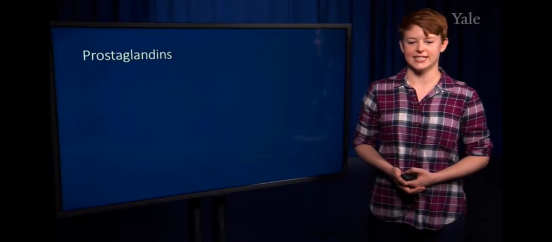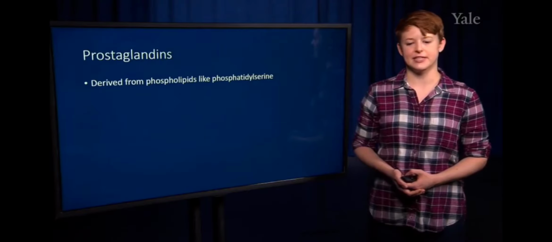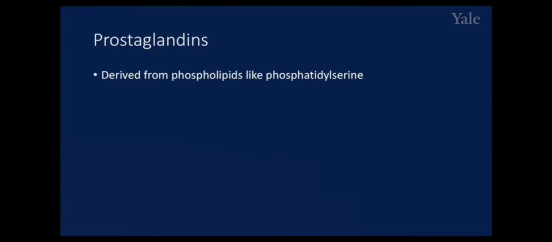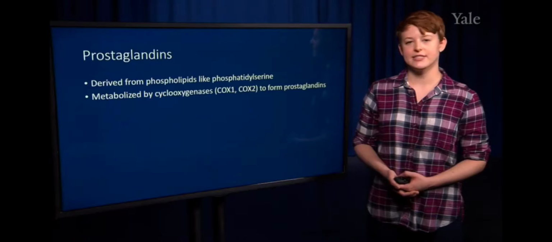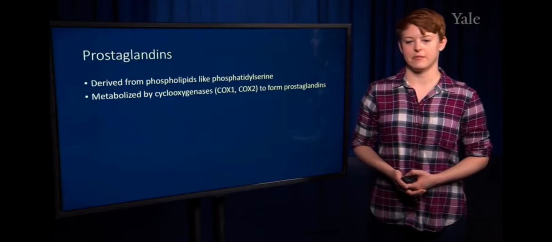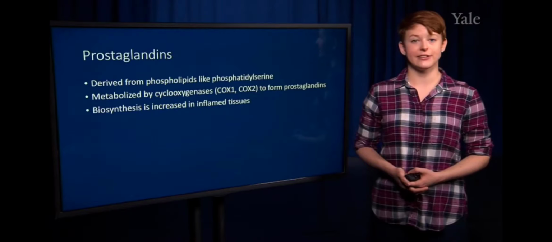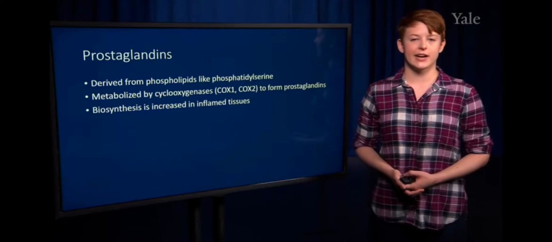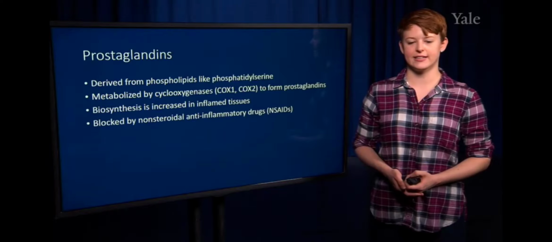Into a little bit more detail about prostaglandins. So prostaglandins are derived from phospholipids in the inner leaflet of the cell membrane, for example, phosphatidylserine. And these are metabolized by different enzymes, but particularly by cyclooxygenases, known as COX-1 and COX-2. And this forms the actual lipid prostaglandin molecule. This biosynthesis is also increased in inflamed tissues. So areas with tissue damage or infection, you'll have a higher production of prostaglandins.